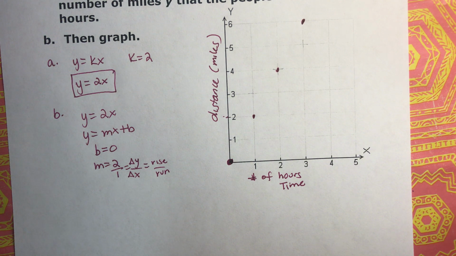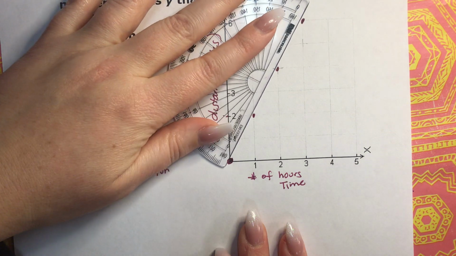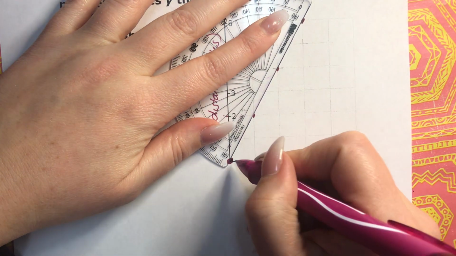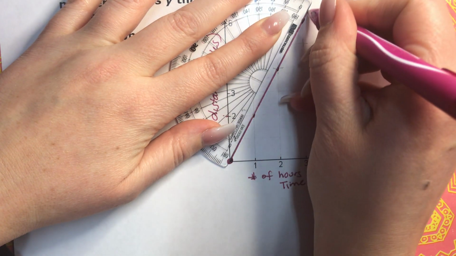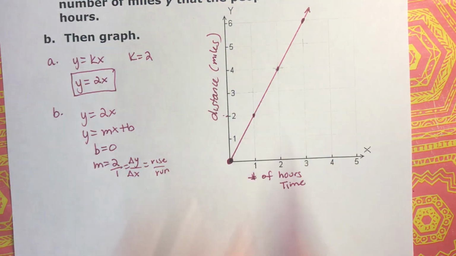There is our wonderful equation, and I cannot find my little protractor ruler. Where did it go? Oh, here it is. I found you. Okay, so I'm going to get my straight edge here and graph that line. It's an arrow, it keeps going.